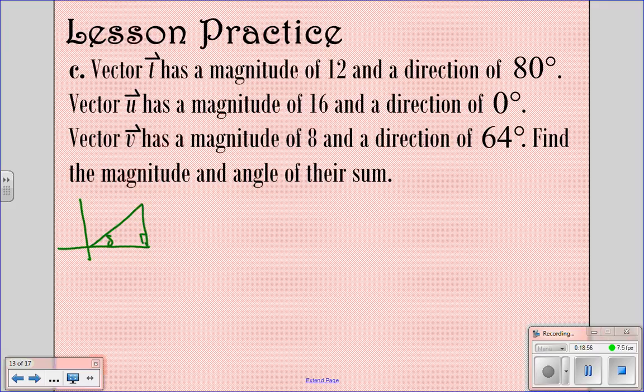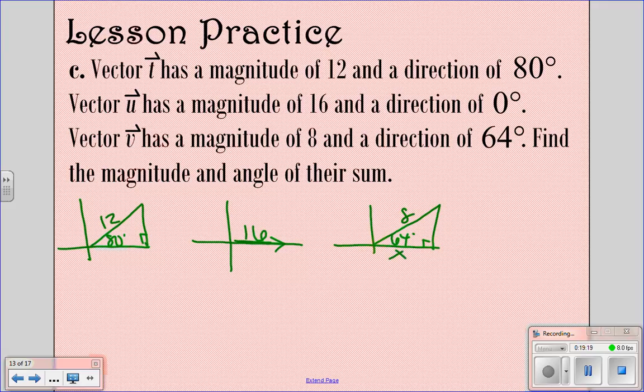So this is 80 degrees and this is 12. Vector U has a magnitude of 16 and a direction of 0. So that means that it's completely horizontal. Let's go in this direction. So this is 16. And then vector V has a magnitude of 8 and a direction of 64. So this is 64 and this is 8.